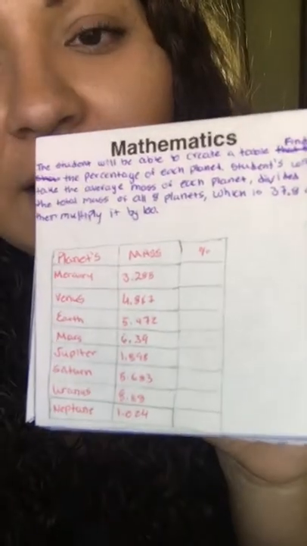All right, so let's move on to the mathematics part. This one, I will have them do a table to try to find the percentage of the planet. So I have an example of how that will look. They would just have to find the percentage of that. That would be the math part.